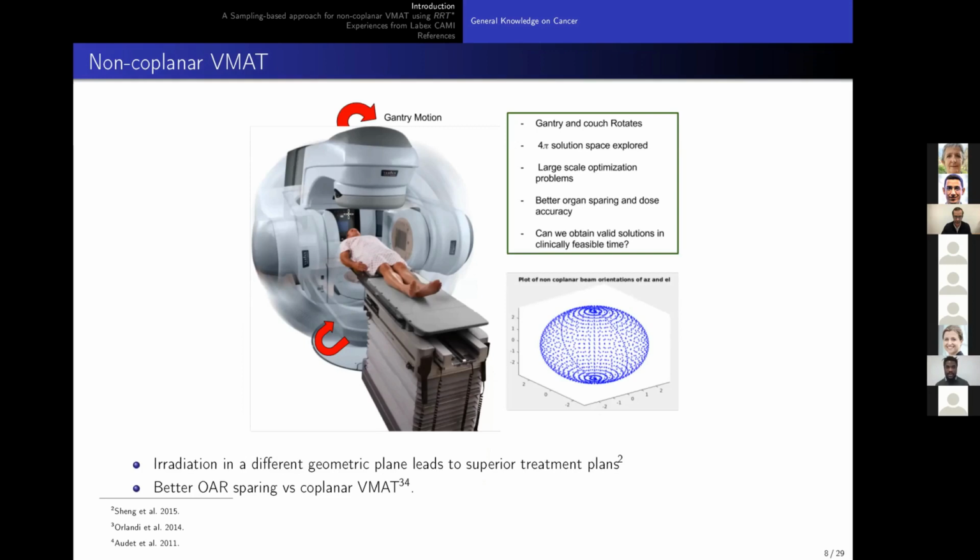In non-coplanar VMAT, you have much more large-scale problems. You are able to reach different parts of the tumor and try to avoid the normal tissue, so you can make more complex trajectories around the patient to do this. So you have better organ at risk sparing. The problem is that you have big problems because you have a lot of candidate possibilities to select the beam orientations. So in order to reduce the problem, we need to select the best solutions from these in order to move around the patient and deliver this beam treatment.